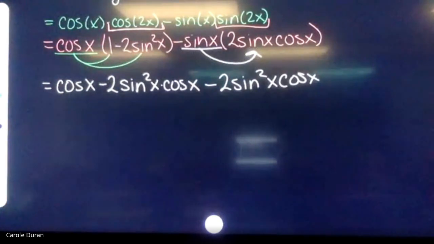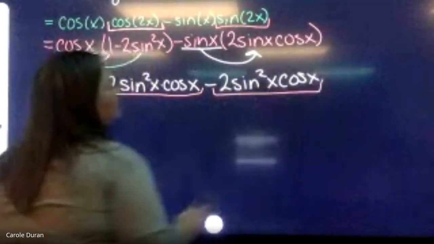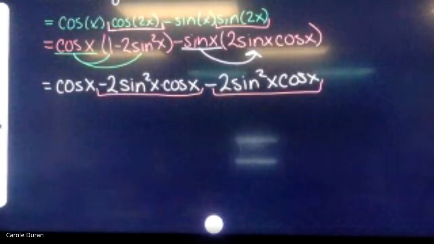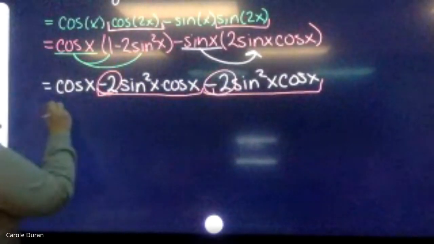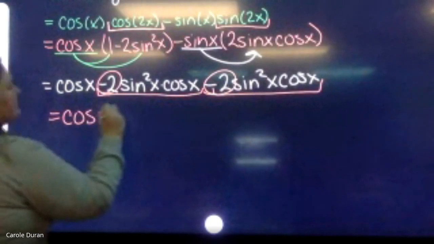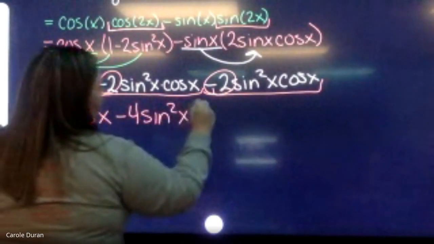Why was this helpful for me? Now I don't have parentheses. What else do I currently have though? How about I have two terms that I can add together? Because I have 2 sine squared x cosine x and 2 sine squared x cosine x. So now I have the same term twice. So I can add the coefficients together and it becomes -4. So this becomes cosine of x -4 times sine squared x cosine of x.